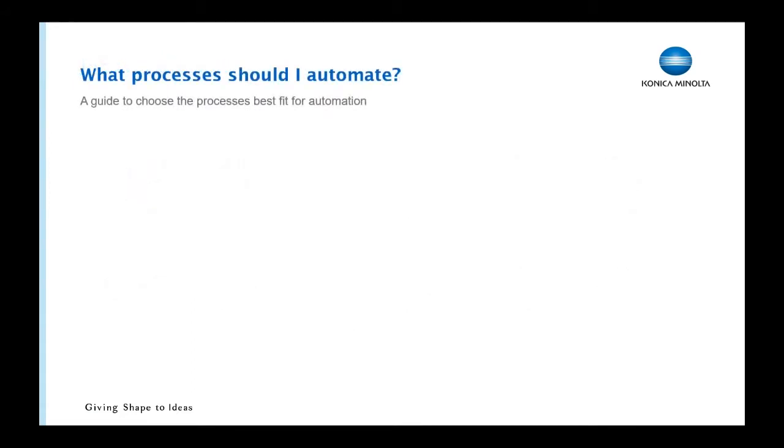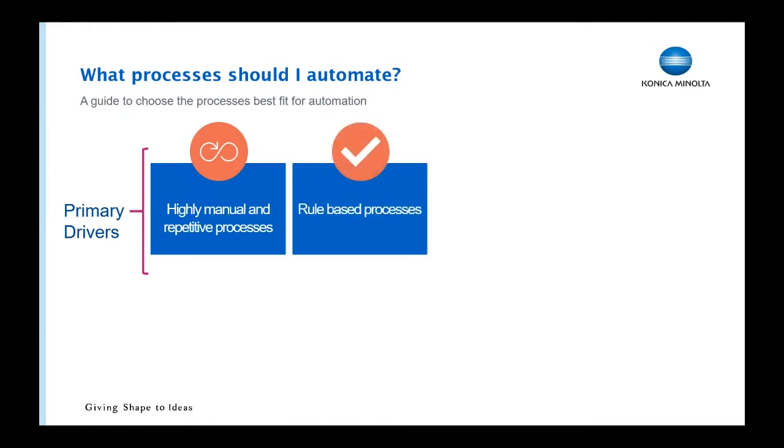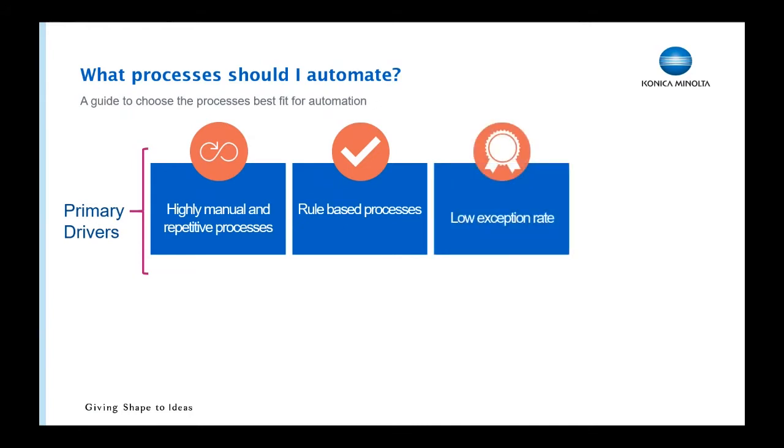Now, when it comes to exploring what type of processes are suitable for automation, it's important to pick processes that fit a specific profile. When we work with our clients to select an appropriate process, we use a weighting criteria that looks like this. So the primary drivers for a good candidate process should be highly manual and repetitive processes, the rules-based processes, so it's more straightforward to train one of the bots. They should have a low exception rate as well, so we can keep the human out of the loop as much as possible.